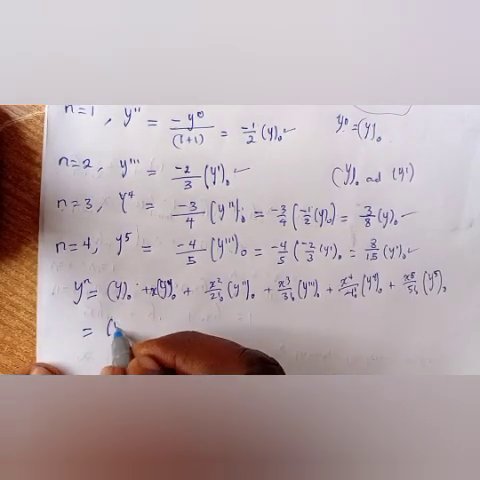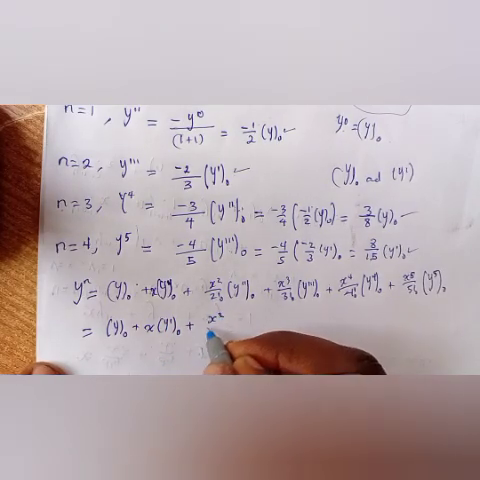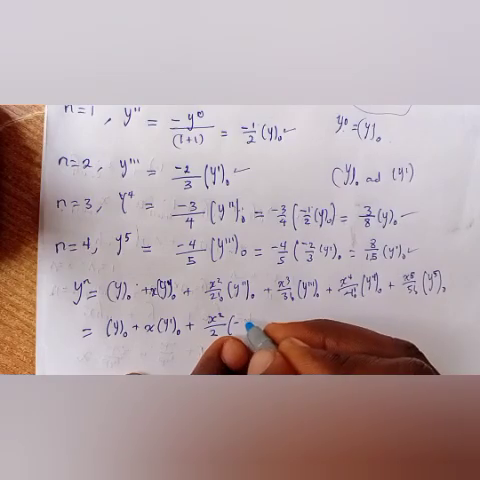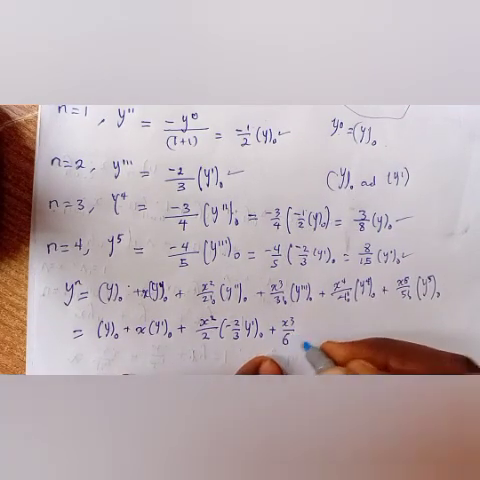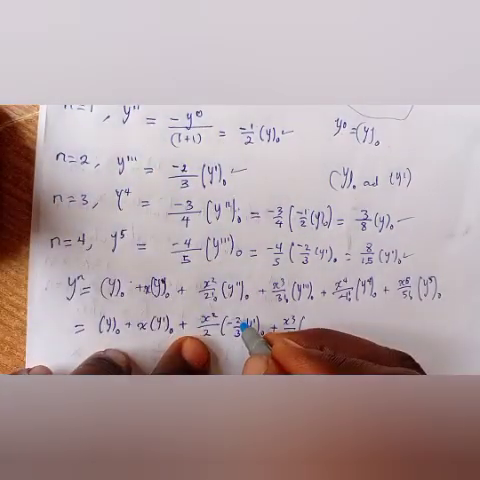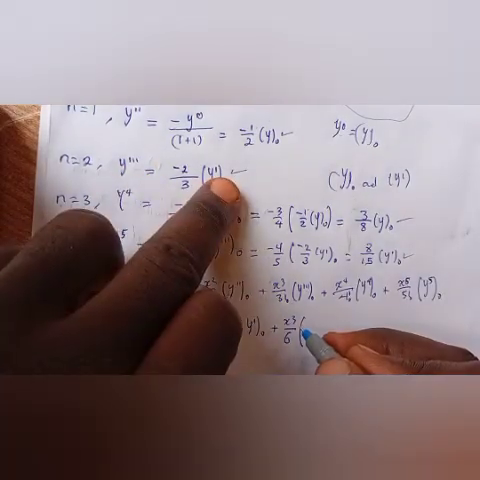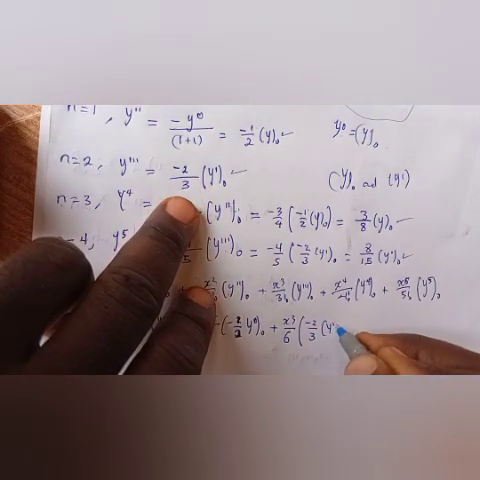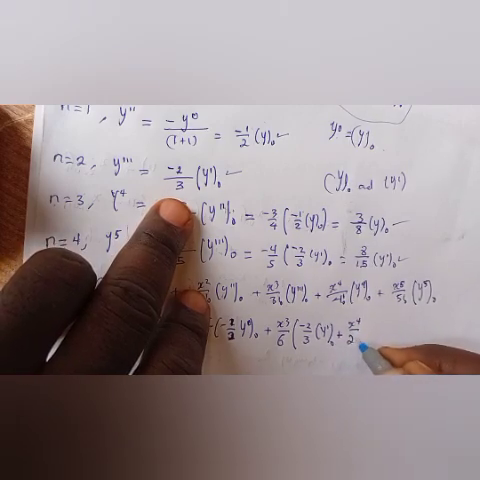Now y naught is constant, so it remains y naught, plus x y1 is also constant, so it remains that. So we have x square over 2 factorial, which is the same thing as 2. Now what is our y2? Sorry, y2 is minus 1 over 2. Sorry for that. Then y3 is minus 2 over 3 y1, plus x cubed over 3 factorial, that is 6, plus x raised to power 4 over 4 factorial, which is 24.